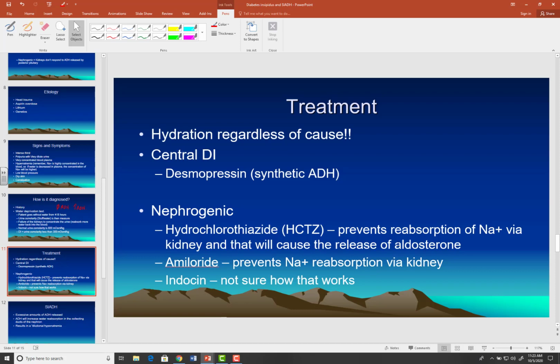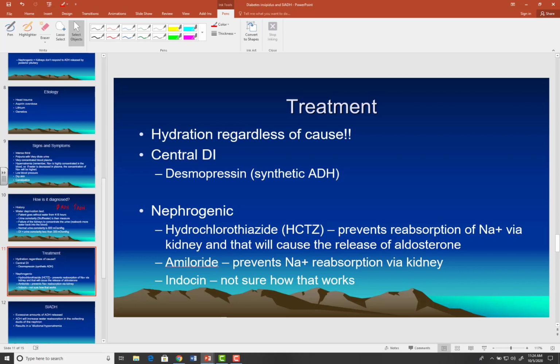Now, if there's a lot of sodium in your urine, then that's going to cause the release of aldosterone. And that's going to activate the renin-angiotensin-aldosterone mechanism. And aldosterone causes the reabsorption of sodium and therefore water. And then amiloride, that prevents the reabsorption of sodium via the kidney. And again, if you don't reabsorb the sodium, then that's going to activate the renin-angiotensin-aldosterone mechanism. And again, aldosterone increases your blood volume by reabsorbing sodium and water.